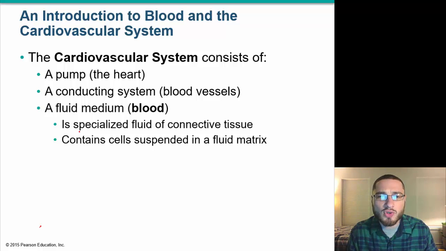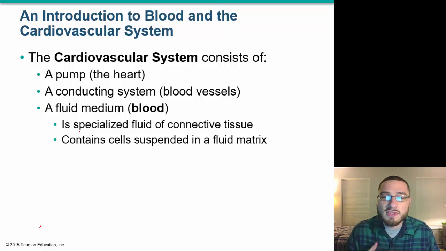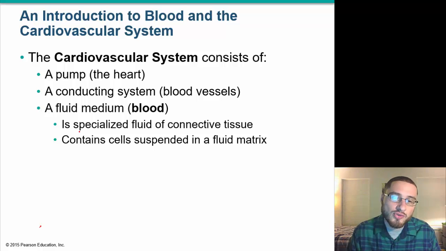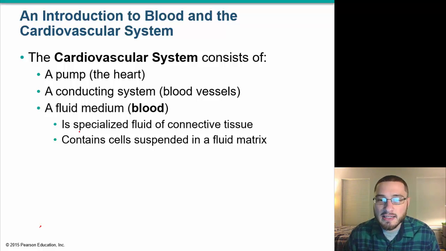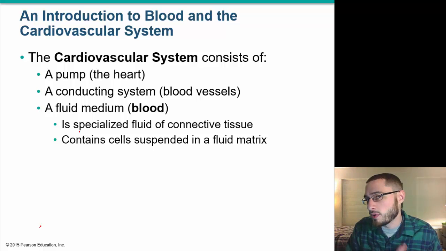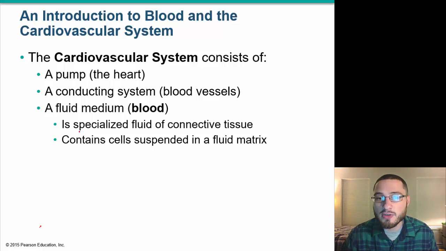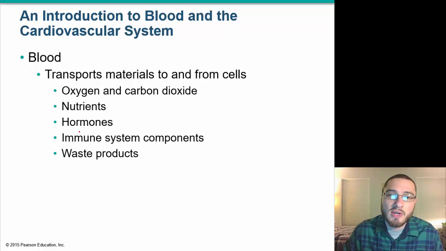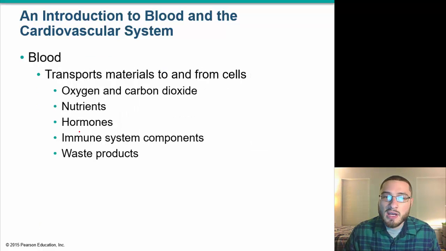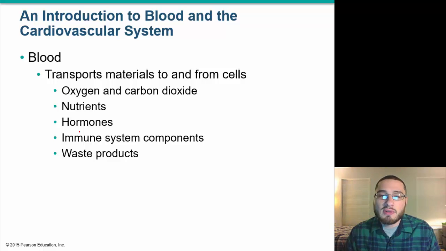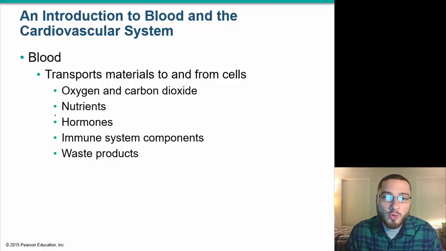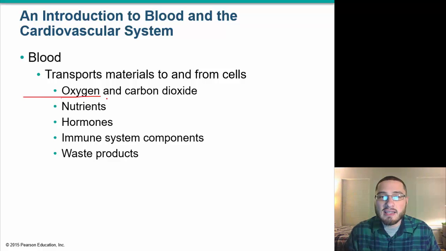So first, we'll talk about the blood. It's a specialized fluid of connective tissue. When we talk about the different types of tissue in the body, if you were to categorize blood, it is technically a connective tissue, even though it's not what you typically think of when we talk about connective tissue. It contains cells suspended in a fluid matrix. It transports a number of things, mainly oxygen and carbon dioxide. Obviously, we need oxygen for cellular respiration, and in doing so, we need to get rid of carbon dioxide. So we are constantly taking in oxygen and releasing carbon dioxide.